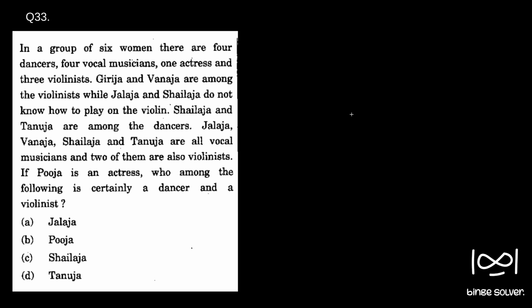We need a person who is a dancer and a violinist. So we'll just draw a quick table for them. The people are Girija, Vanaja, Shailaja, Tanuja, Jalaja, sorry, and Pooja. I'm just writing the first 2 alphabets of the names. So these are the names.